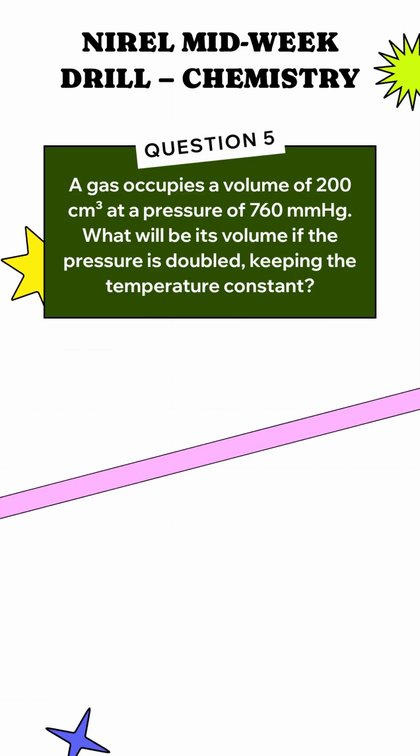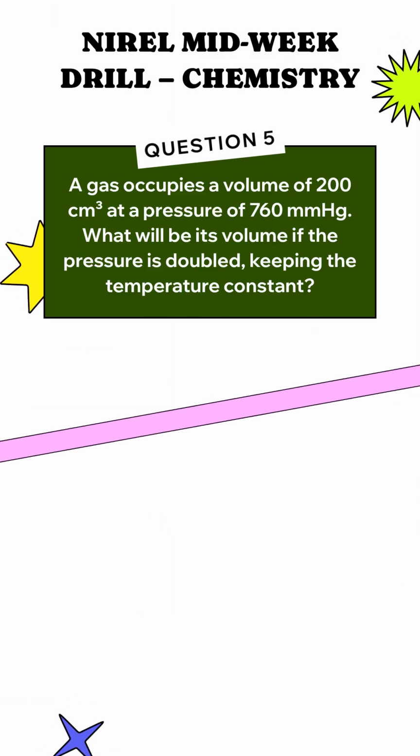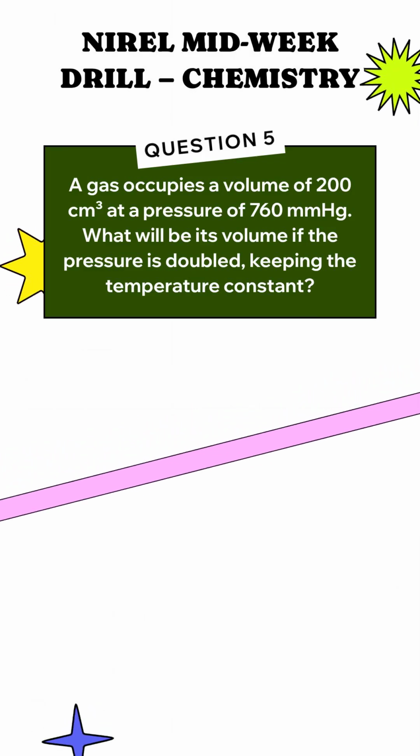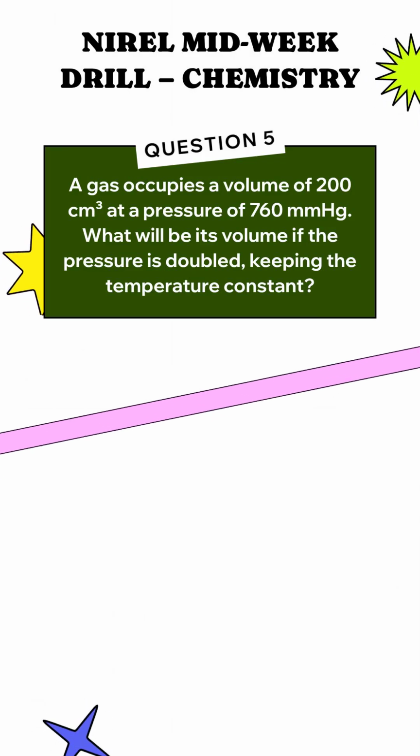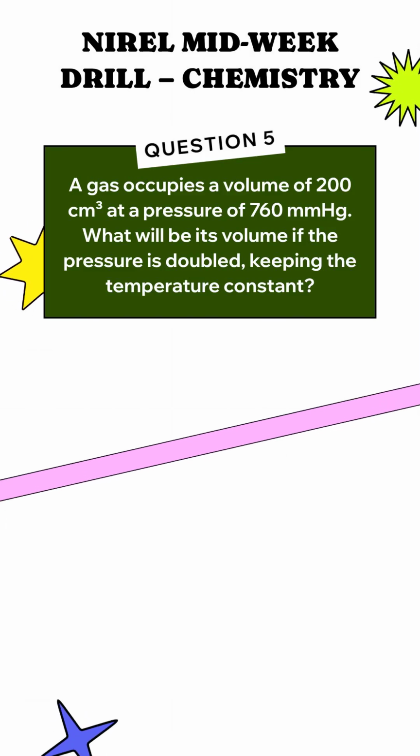A gas occupies a volume of 200 cubic centimeters at a pressure of 760 millimeters of mercury. What will be its volume if the pressure is doubled, keeping the temperature constant?